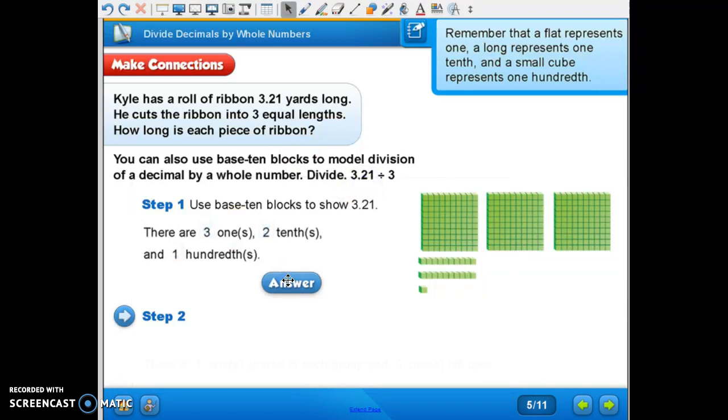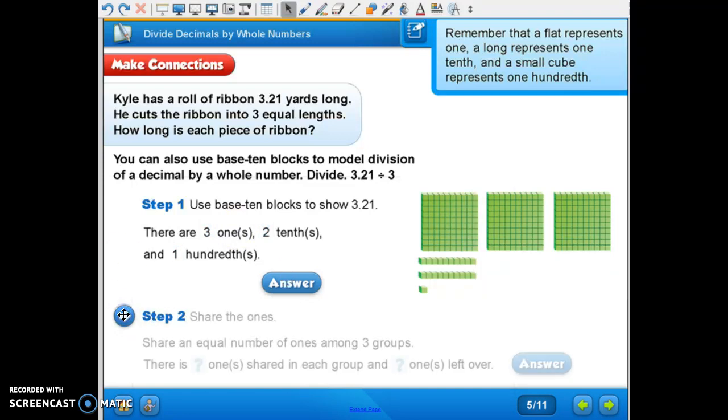Okay, you need to model that for me. I do want the day. Okay, so we have modeled our 3 21/100. Now, step 2, share the ones. How many equal groups do we need to put this into? 3. Share an equal number of ones among 3 groups.